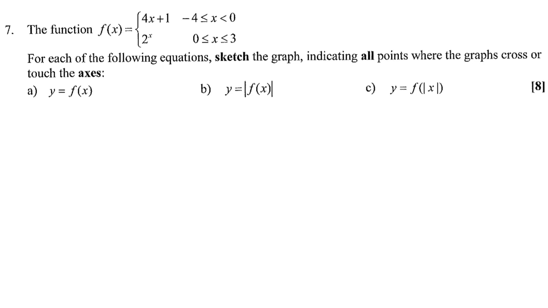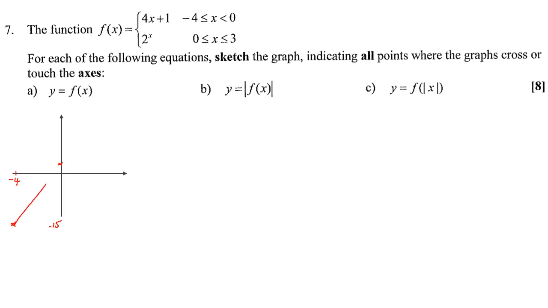So in part A, we were asked to sketch y equals f of x, and we can see it's a piecewise function here. We've got this first criteria from -4 to 0, and it's a straight line graph. So when x is -4, f of x is -16 plus 1, which is -15. So not drawn to scale, -4, -15. And when x gets up towards 0, this straight line, when x is 0, f of x would be 1. So while it might not equal 1 there, we can see that's where the straight line is going up to.